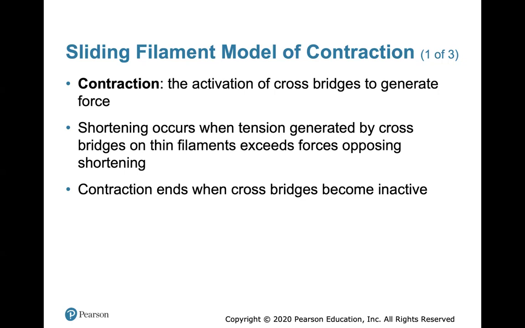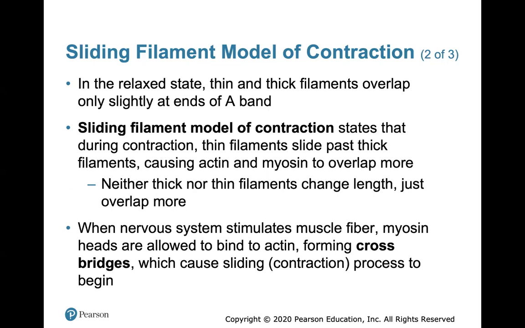The shortening occurs when tension generated by cross bridges on thin filaments exceeds forces opposing shortening, and contraction ends when the cross bridges become inactive. In a relaxed state, the thin and thick filaments will overlap only slightly, and the sliding filament model of contraction states that during contraction, the thin filaments will slide past the thick filaments, causing the actin and myosin to overlap more. Neither the thick nor the thin filaments will actually change their length. They're just sliding past each other more to cause the muscle contraction.